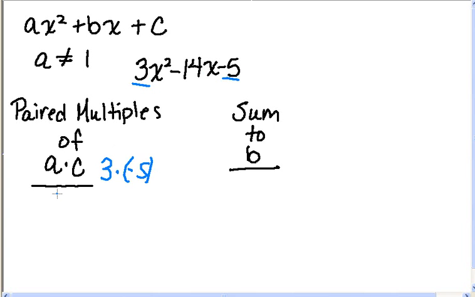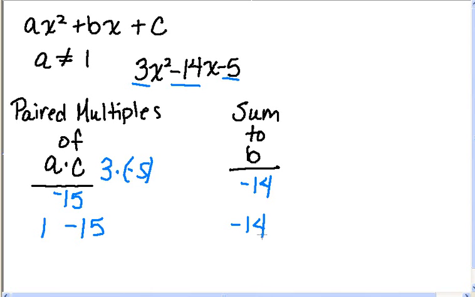Okay, so what I'm looking for now is paired multiples of negative 15 that sum to b, which in this case is minus 14. All right, and these are fairly easy to come up with. I know one's going to be positive, one's going to be negative. So 1 and minus 15. And when I add those together, I get minus 14.